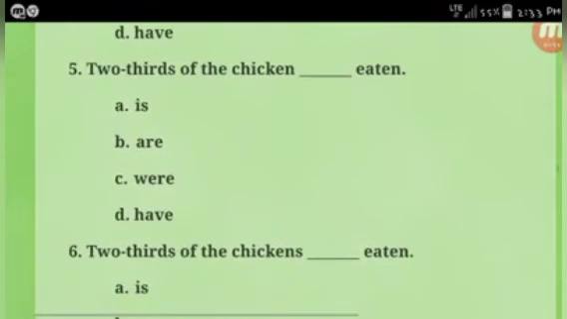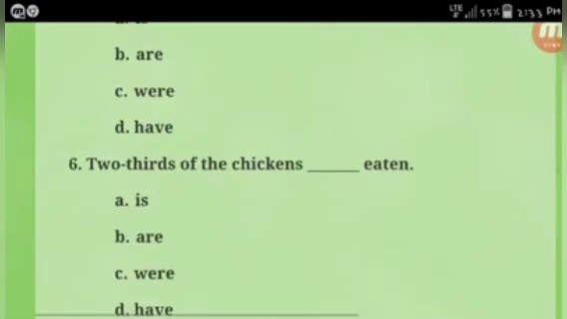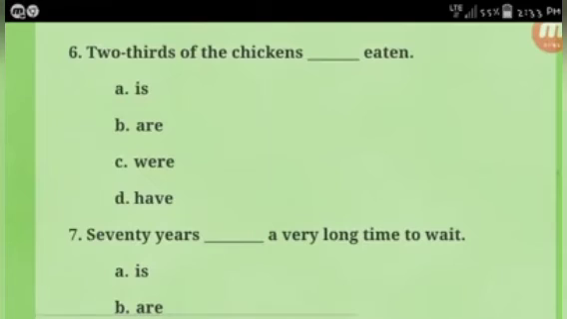Number 5, 2/3 of the chicken. This is the same with number 3 and number 4. We have 2/3. Fraction of a whole always takes a singular verb. So the 2/3 of the chicken is eaten. Next one, 2/3 of the chickens. That means there are lots of chickens. So we say are eaten.